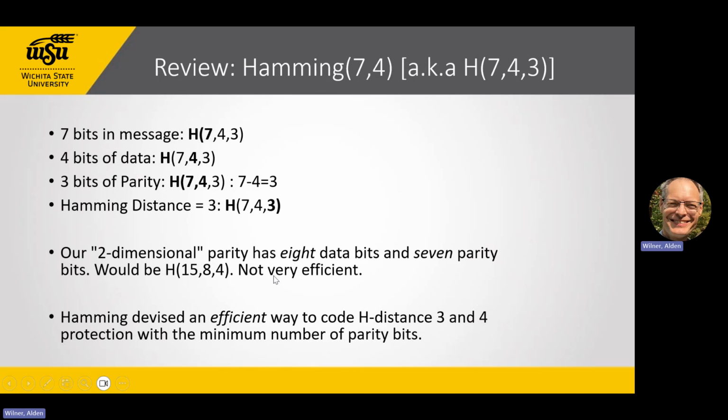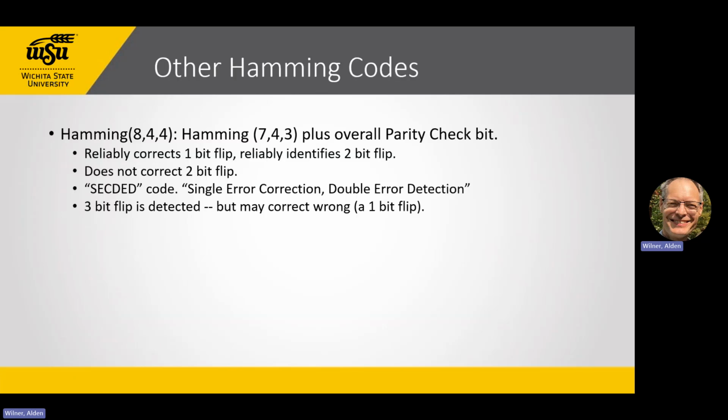So that's not very efficient. What did Richard Hamming do? He devised an efficient way to code Hamming distance 3 and 4 protection with a minimum number of parity bits. How does it work? Well, sorry, no, we're not there yet.